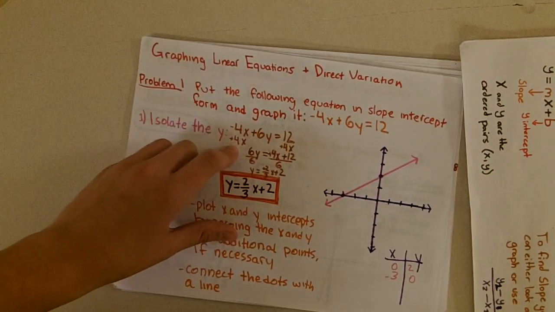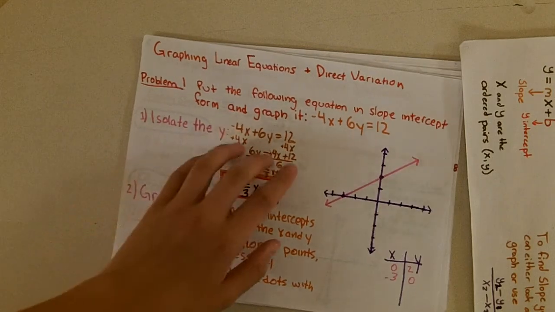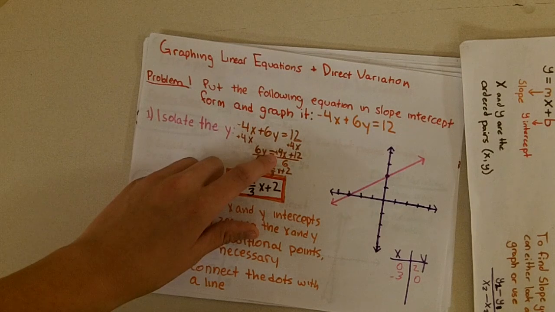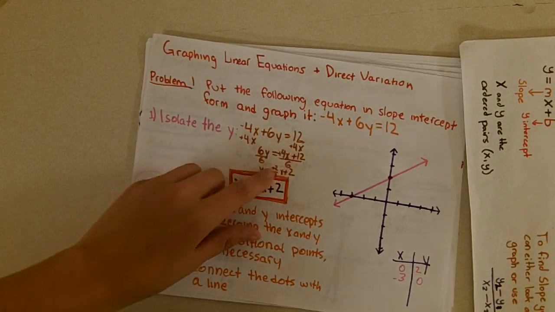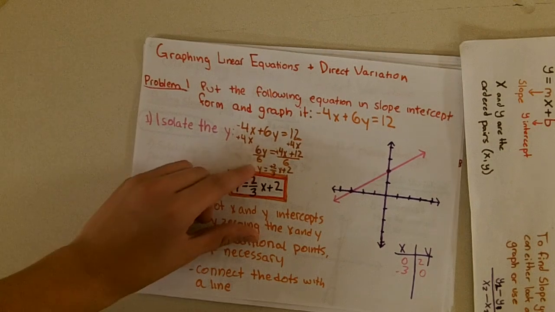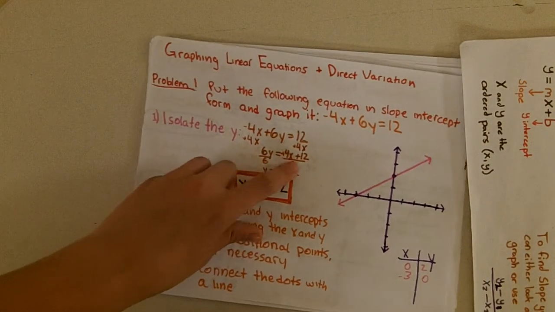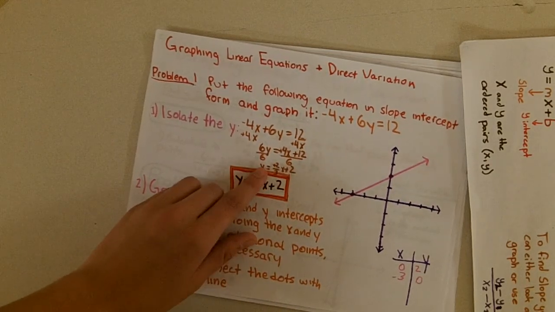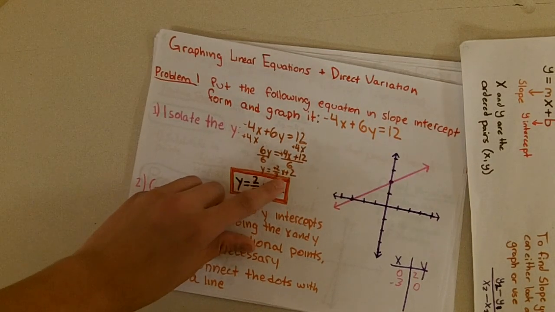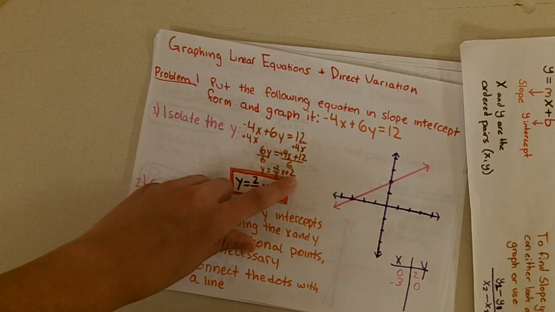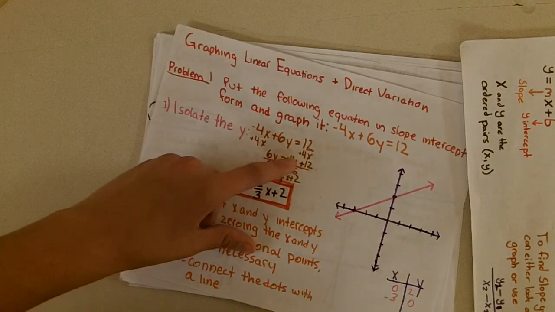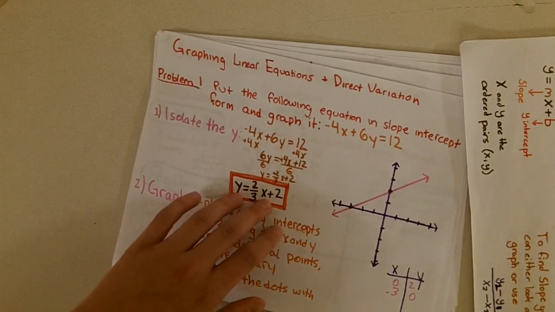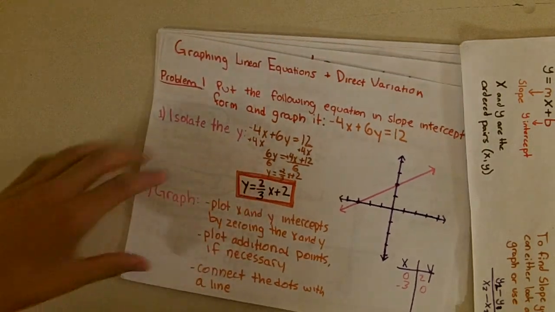So, to isolate the y, we need to get rid of the negative 4x. To do this, we add 4x to both sides of the equation. When we do this, we get 6y equals positive 4x plus 12. Now, the y is by itself, but there's a 6 in front of it. So we need to divide both sides of the equation by 6. As you can see here, when we divide by 6, we get y equals 2/3 x plus 2. And that's, again, 4x divided by 6 and 12 divided by 6. This is our equation in slope-intercept form.